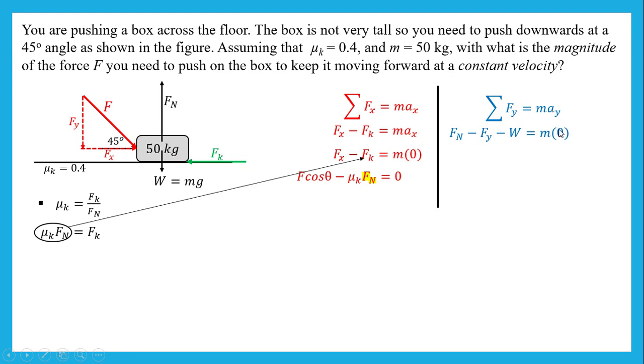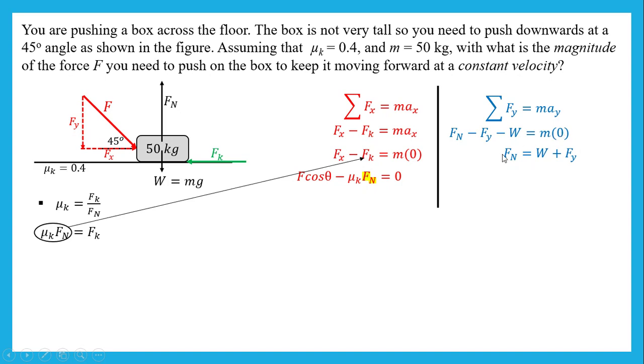Here, ay is equal to 0 because the box for these types of problems is not allowed to leave the surface. Otherwise, f of n would disappear and it becomes a whole entirely different problem. Over here, I highlight f of n because I know that I'm missing f of n. In my y direction, I need to find what f of n is. Therefore, to find f of n, I can just move the negative fy and negative w to the other side, which becomes w plus fy. Again, mass times 0 is just 0. That's what I would call a placeholder, just to help you visualize where these numbers come from.